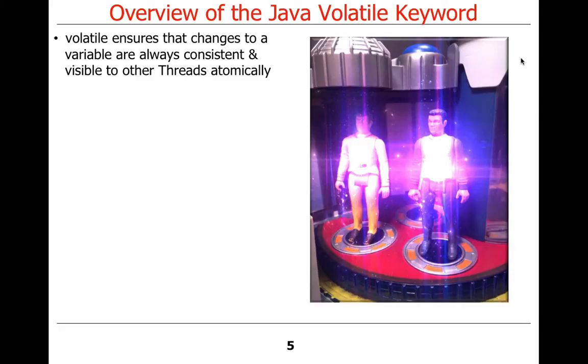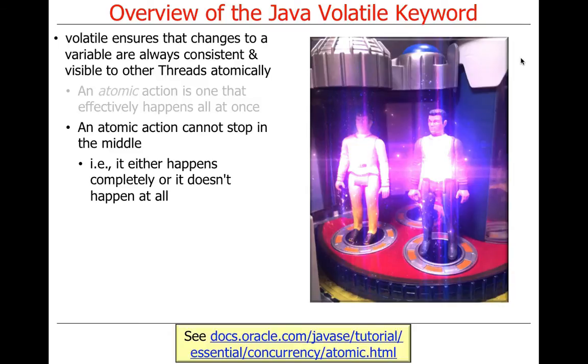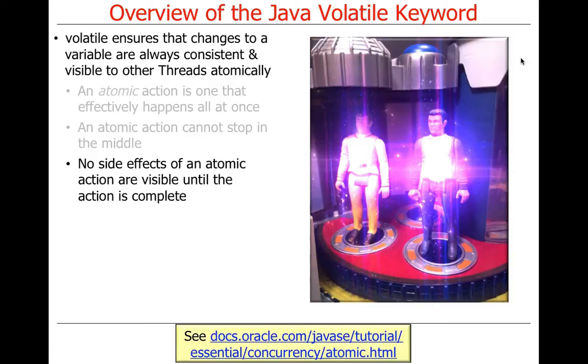So volatile is a keyword that ensures changes to variables are always consistent and visible to other threads atomically. It's kind of like the transporter technology on the Enterprise. You either beam yourself to your destination or you don't go anywhere. You don't beam like half a person, right? That would be bad. So it happens all at once. When something's atomic, you can't stop in the middle. It either works completely or it doesn't happen at all, and there are no side effects visible until the entire thing is done. So that's what it means to be atomic.